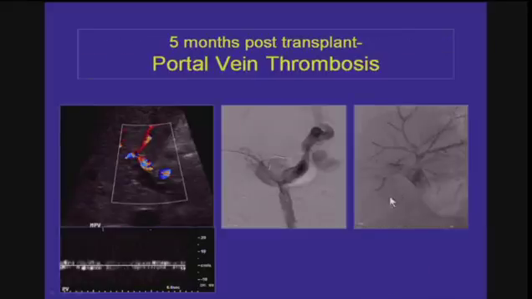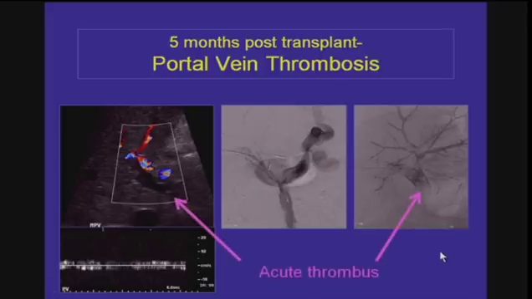So this is another patient who presented 5 months post-transplant with a portal vein thrombosis, and this is a classic appearance here. You can see the hepatic arteries, portal vein, relatively hypoechoic, no flow through it, and just noise on spectral tracing. You can see here's the clot as the patient's being injected. And that means that, of course, that there's acute thrombus.